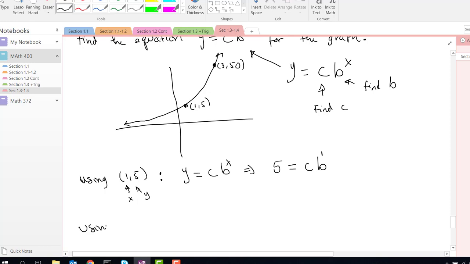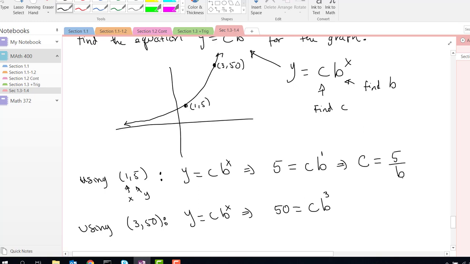Using the other point, using 3 comma 50, I can say then in y equals c b to the x, this is going to look like 50 equals c b to the third, because x is 3 and y is 50. And so now in this one, I can say, for example, solve for c. I can say c is equal to 5 over b, and I can substitute that in here.